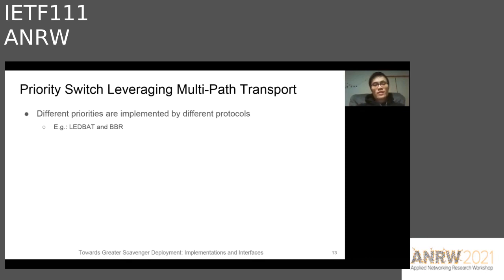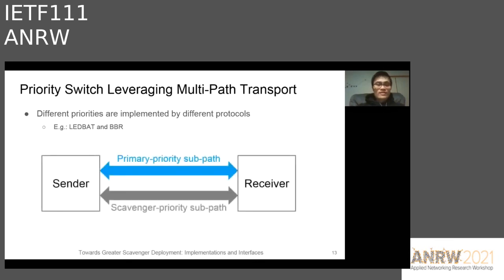But we think it is possible to leverage multipath transport as a workaround. As shown here, the sender can use different subpaths specific to primary and scavenger priorities, respectively. It can then direct traffic to one of the subpaths according to the selected priority. And ultimately, we hope the scavenger congestion control can attract more interest so that our envisioned priority control based on the interface between application and transport data path could be accepted or implemented in practice. And the corresponding implementation will also be an important future work.